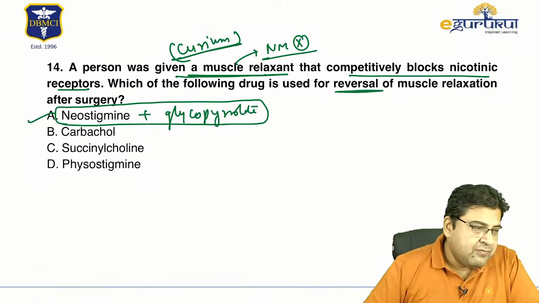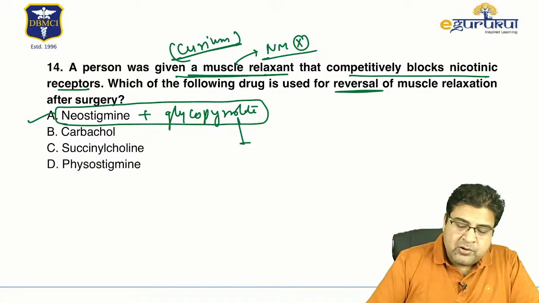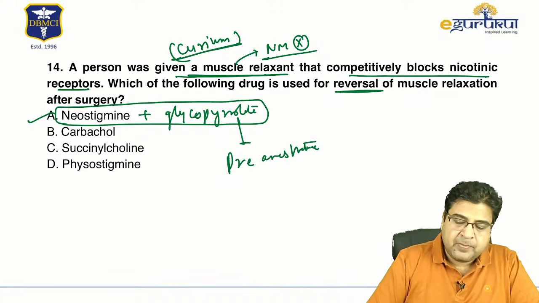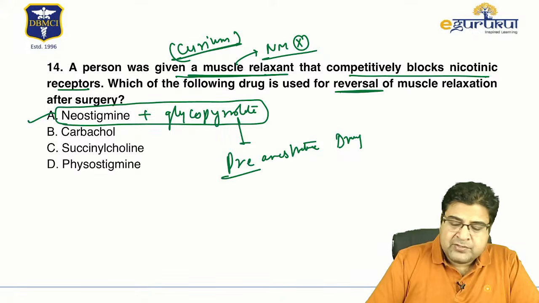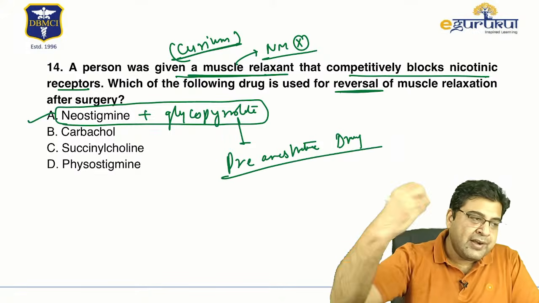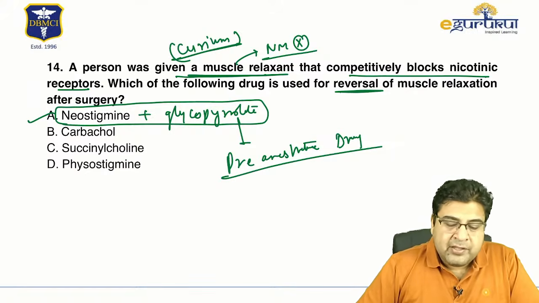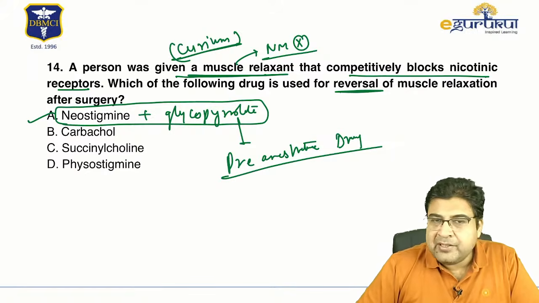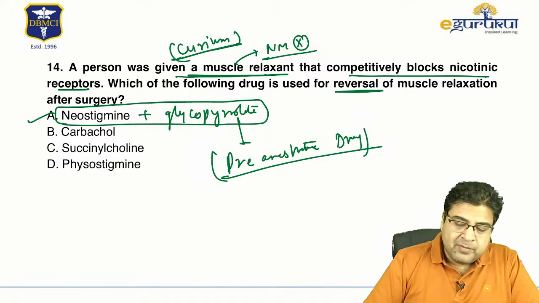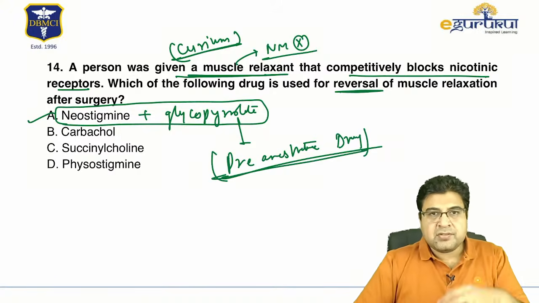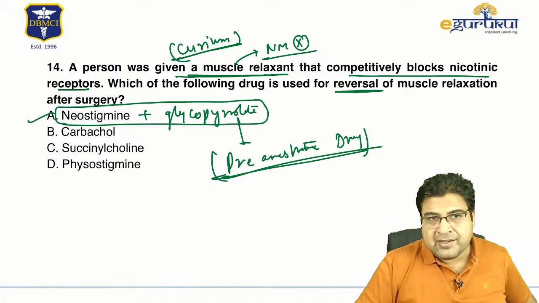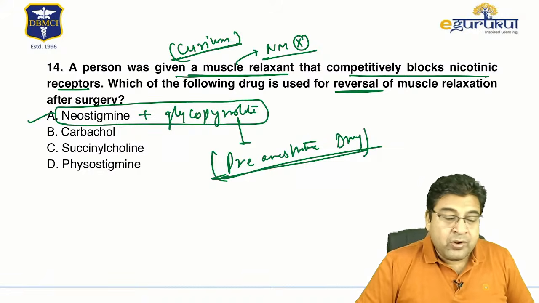It is always given with glycopyrrolate. Actually, glycopyrrolate is not given again. It is given as one of the pre-anesthetic drugs, so it is already there in the patient's body. At the end of the surgery, we need not repeat the medicine, because the drug was already given pre-anesthetically. So now you have to give only neostigmine.